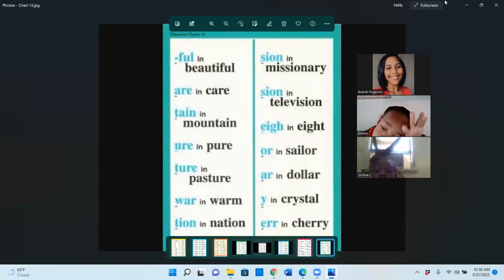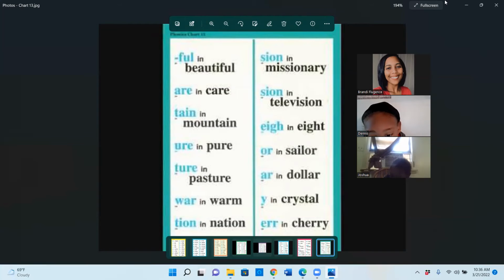All right, after me. FUL says full, full, full, and beautiful. ARE says air, air, air, and care. TAIN says ton, ton, ton, and mountain. URE says your, and pure.